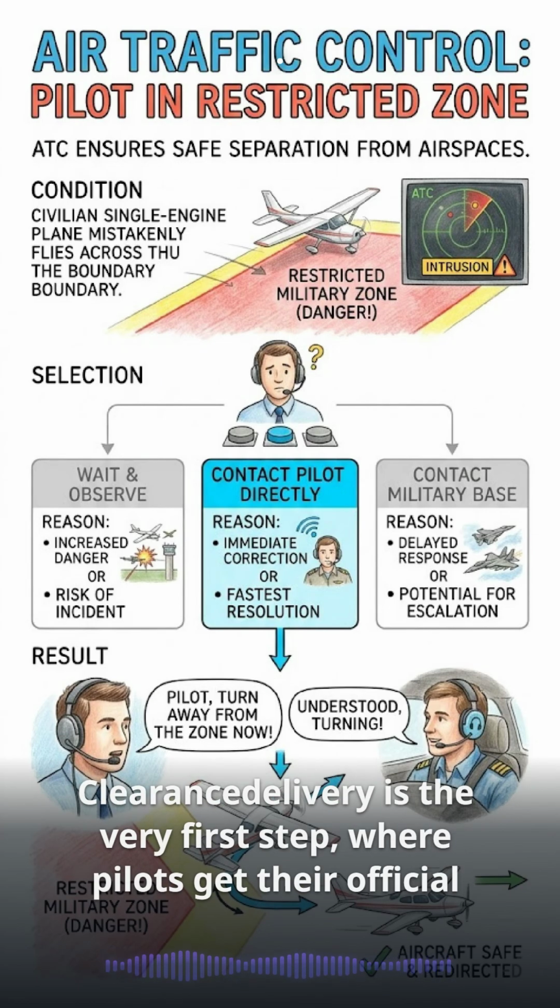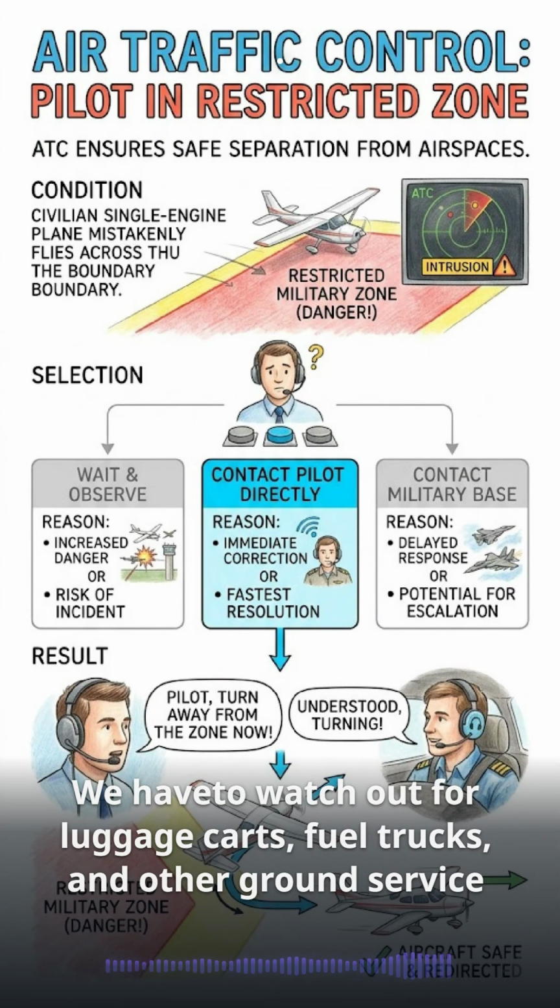Clearance delivery is the very first step, where pilots get their official route for the trip. Ground control takes over next, guiding the airplane safely from the gate to the active runway. We have to watch out for luggage carts, fuel trucks, and other ground service vehicles. Local control is the tower boss, giving the final permission for airplanes to safely take off.